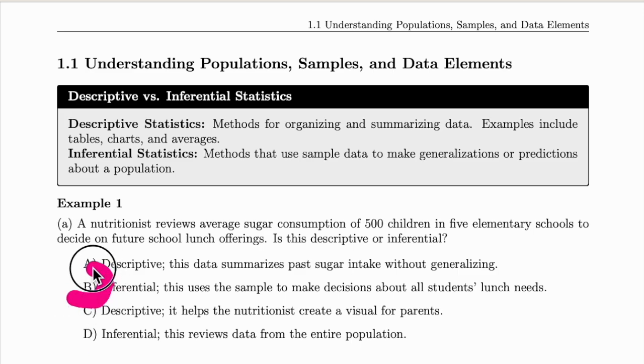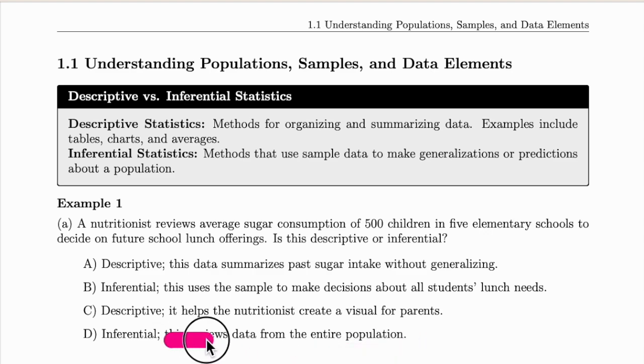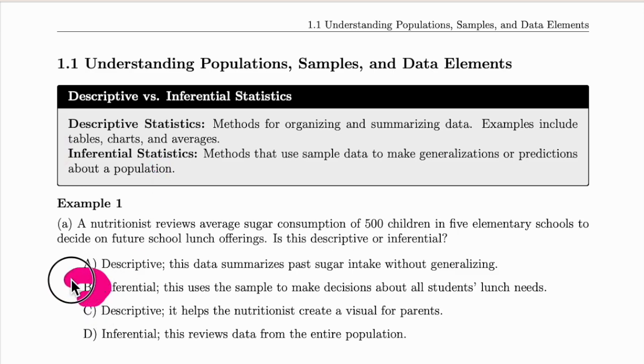So that narrows it down to choice B and choice D. Now let's look at the reason. Choice B: inferential, the reason is this uses the sample to make decisions about all students' lunch needs. And choice D is this is inferential because it reviews the data from the entire population. This sounds to me more like a summary of something, while choice B says it uses this to make decisions. So that would follow along with the inferential statistics. So we are going to choose choice B for our answer.